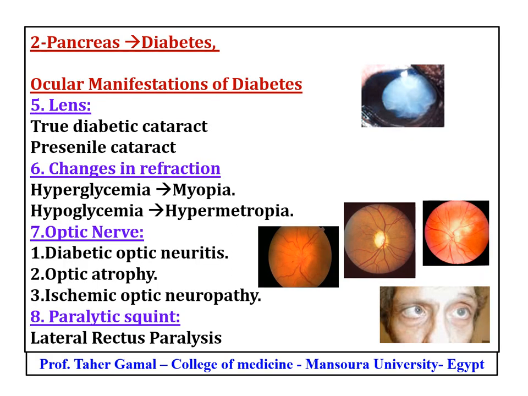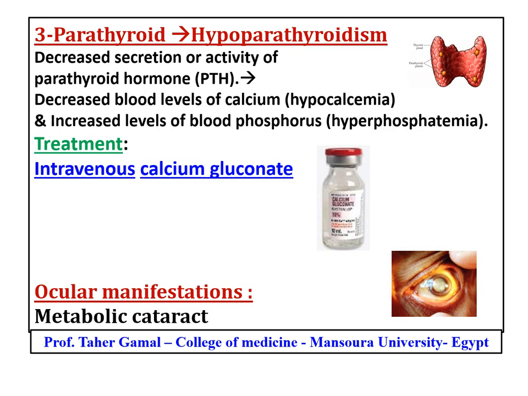Other ocular manifestations of diabetes: in the lens, it leads to true diabetic cataract or presenile cataract. Changes of refraction: hyperglycemia leads to myopia, while hypoglycemia leads to hypermetropia. There is fluctuation in the disease. Optic nerve: there is diabetic optic neuritis, optic atrophy, ischemic optic neuropathy. And in the ocular motor nerves, there is paralytic squint, especially lateral rectus paralysis, leading to loss of abduction.